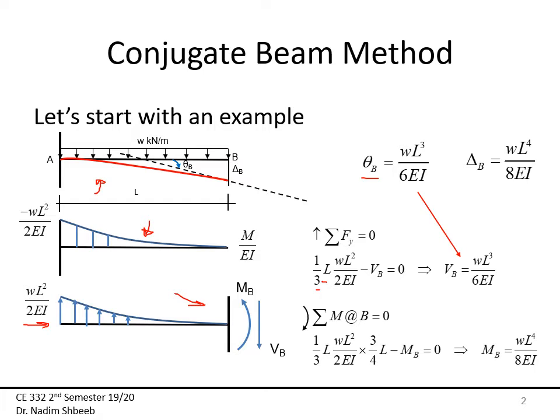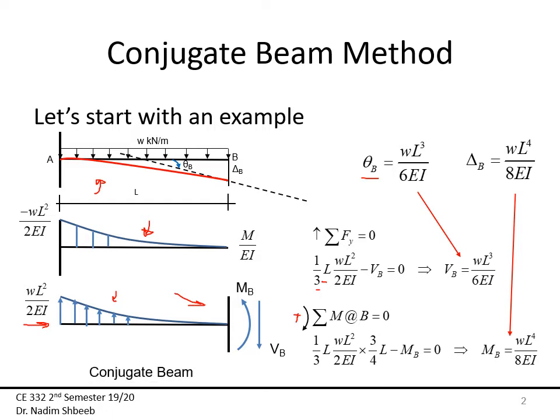Moving on, let's find the moment about B to get MB, and I'm going to assume that as my positive direction. Then again, using that load over here, it's going to be the area under this diagram, which is 1/3 times L times WL squared over 2EI times the moment arm about B, which is 3/4 of L, minus MB equal to 0. Then MB is equal to WL to the fourth over 8EI. Again, look at the delta B that we had before.